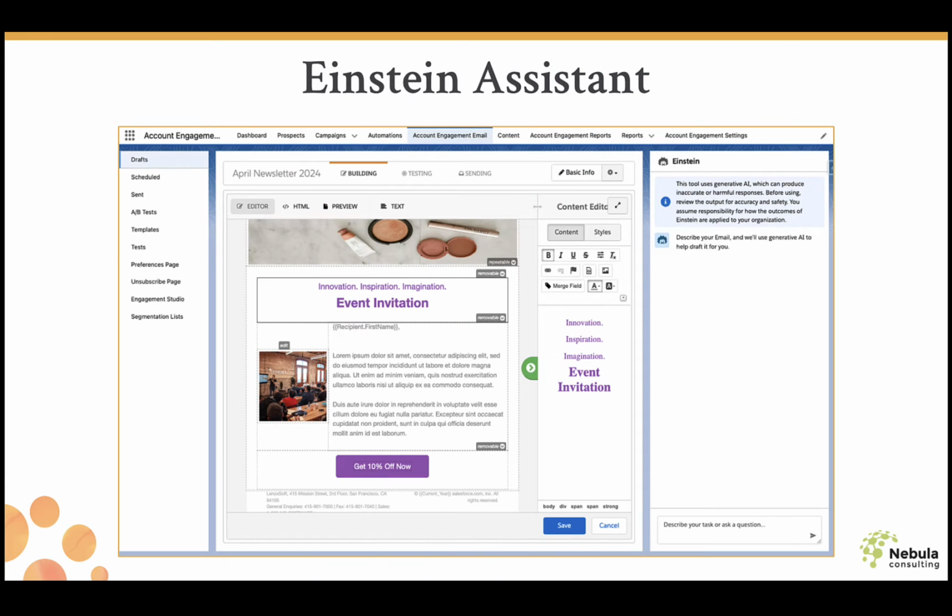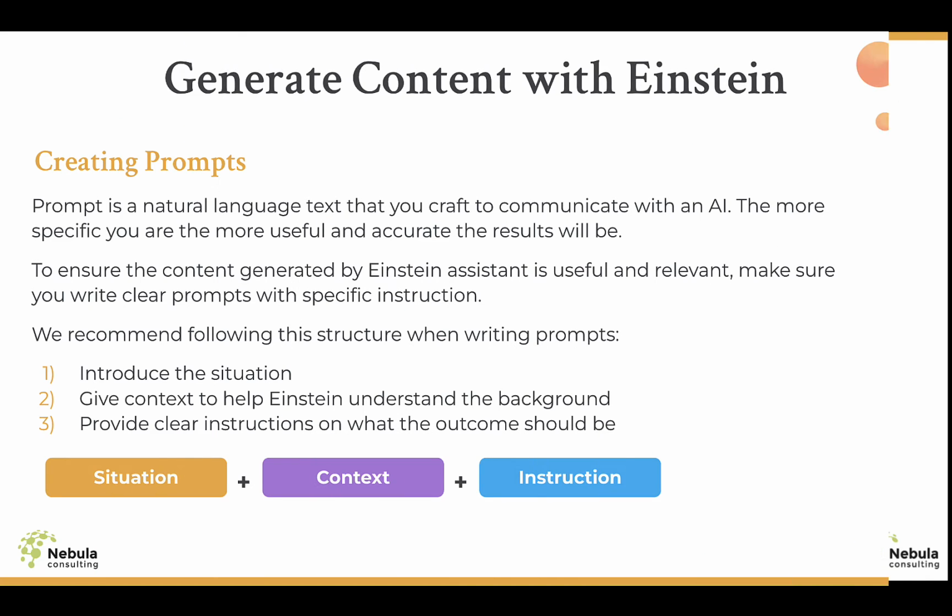So taking a look at the Einstein Assistant in the account engagement app, the Einstein Assistant will appear on the right side of the screen on your emails, forms and landing pages. To generate content with Einstein, we need to write something that's called a prompt. A prompt is a natural language text that you use to communicate with an AI. And the more specific you are, the more useful and accurate your results will be.